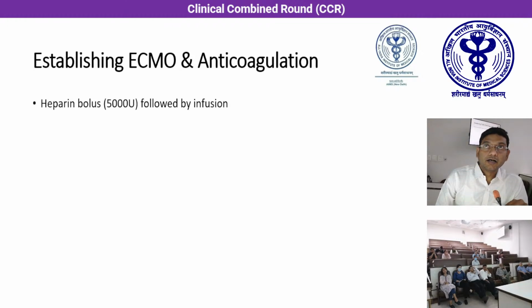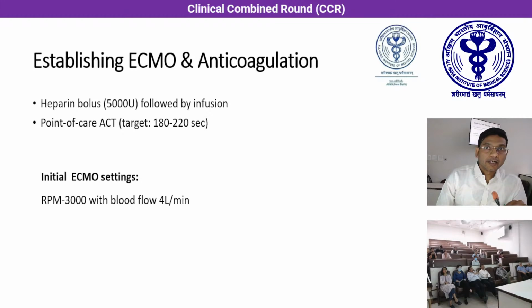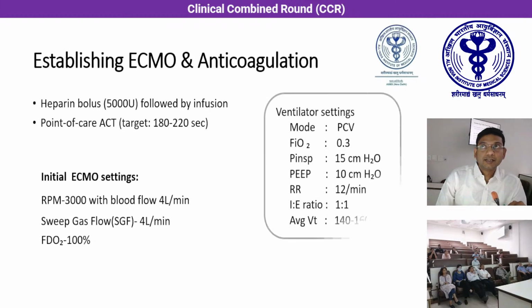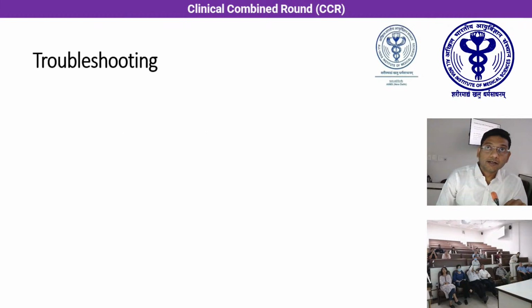After establishing the ECMO circuit, we gave a heparin bolus of 5,000 units followed by infusion, and we managed the anticoagulation with the help of point of care ACT, which was kept at a target of 180 to 220 seconds. Initial ECMO settings were a blood flow of 4 liters, achieved with an RPM of 3000 per minute. Sweep gas flow for CO2 washout was kept at 4 liters per minute. FiO2 on the ECMO machine was kept at 100%. For the initial ventilator settings, we kept her on a control mode of PCV, with an average tidal volume of 140 to 160. And we kept her on inverse ratio ventilation for better improving the oxygenation of alveoli.